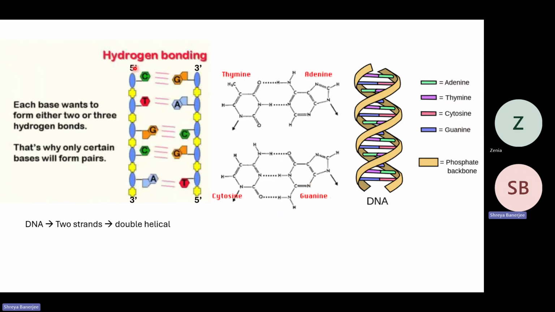Now comes the concept of base pairing. Base pairing is very specific, and adenine forms 2 hydrogen bonds with thymine, and guanine forms 3 hydrogen bonds with cytosine. So A can only pair with T, and G can only pair with C. So only certain bases can form base pairs, and 2 strands come together to form a double helical structure, which is the DNA structure. You can see A and T have 2 hydrogen bonds, and G and C have 3 hydrogen bonds.